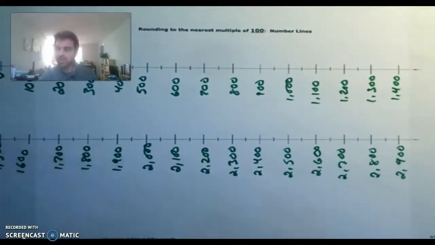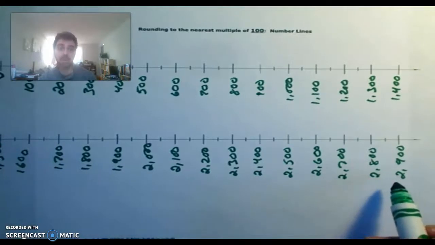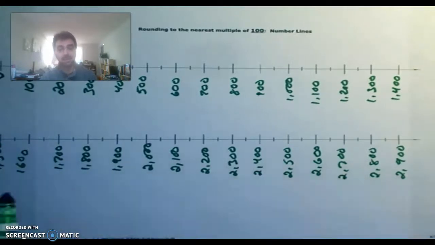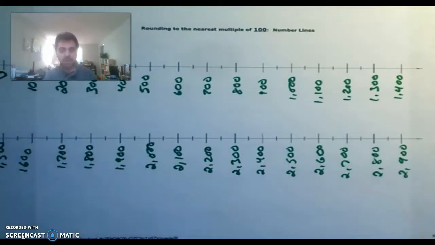So did you get all the way to 2,900? Yeah, I did too. Okay, so here it is. Here's what it looks like. If you need to make any corrections, you can look at mine.